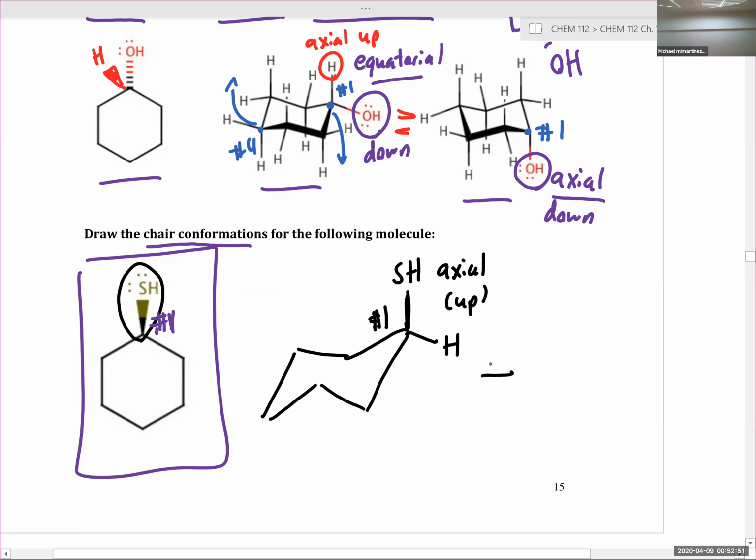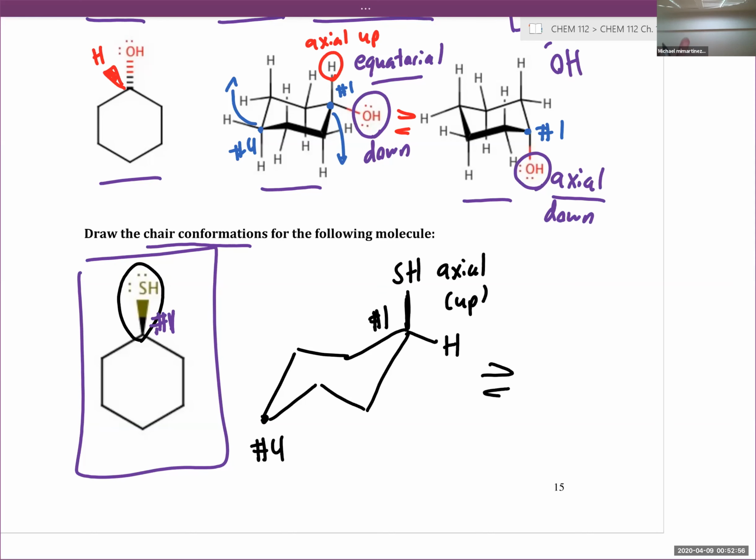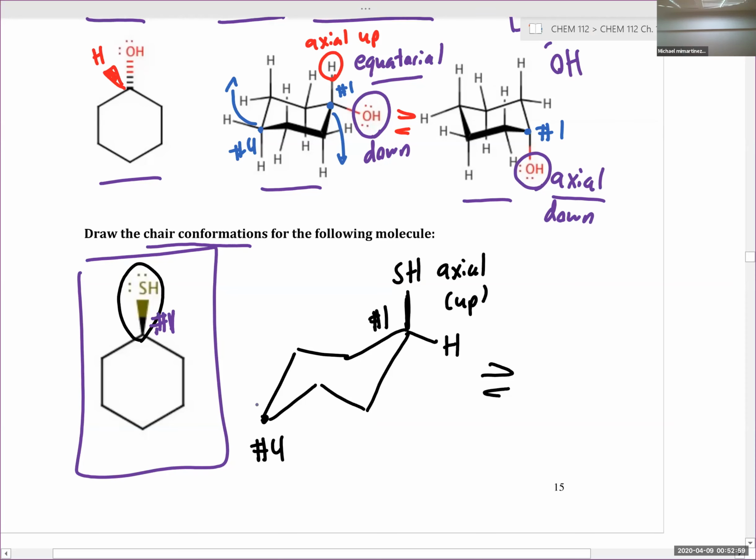If we want to undergo a ring flip, we label carbon 1 and carbon 4. Carbon 4 moves up, carbon 1 moves down, and we end up with the following chair conformation after ring flip. So now our hydrogen is still pointing down and our thiol group is equatorial, but still pointing up.